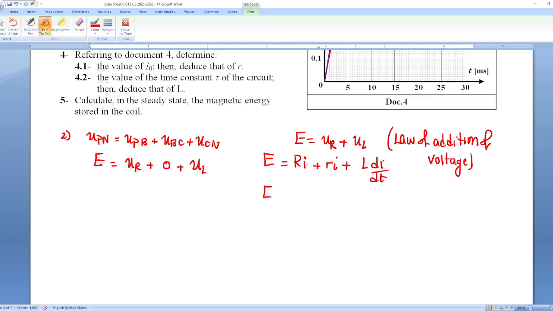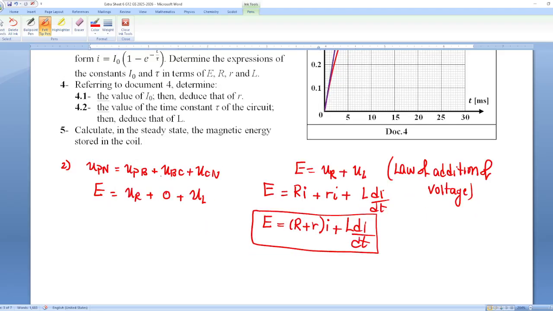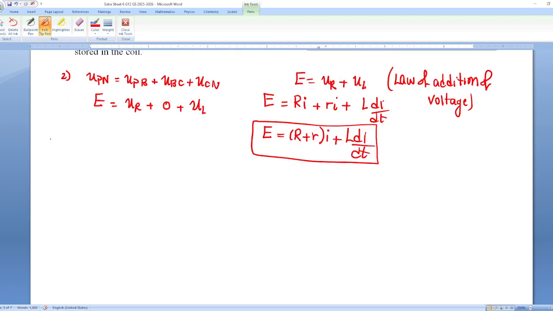We take I as a common factor, we get E equals R plus r, I plus L dI per dt. First order differential equation in I. The solution of the differential equation has the form I equals I0 times 1 minus e power minus t over tau. 3. As usual, determine the expressions of I0 and tau, the constants, in terms of E, R, r and L.